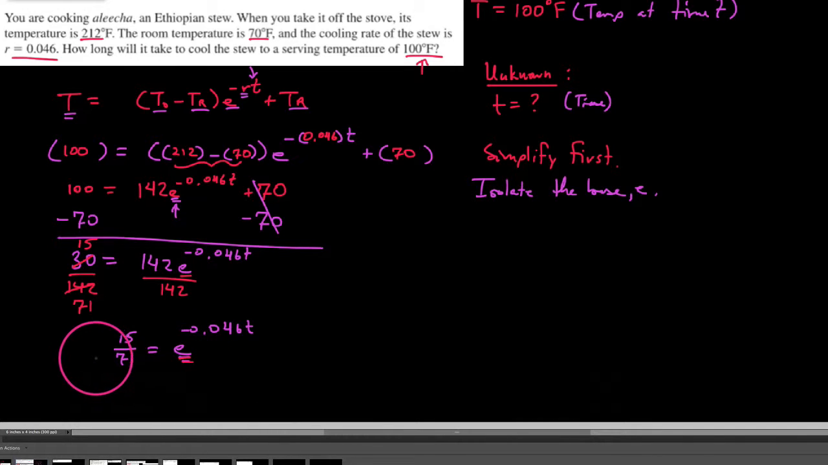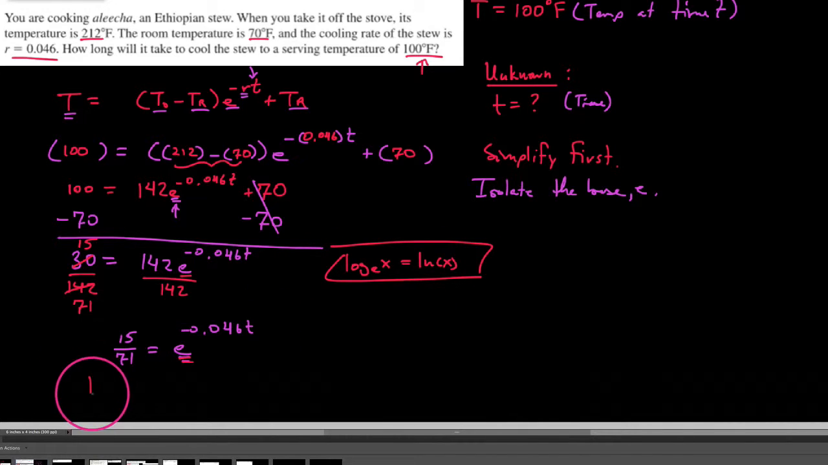Now that we have isolated this base, because I cannot easily write 15/71 as a power of b, we're just going to take a logarithm of both sides. And we have to take the log base e of both sides. So really quickly, let's remember this: log base e of x is the same thing as the ln of x. These are the same things. So I'm going to take the ln of everything on the left and set it equal to the ln of everything on the right. Everything on the left was 15/71, and everything on the right was e to the negative 0.046t.